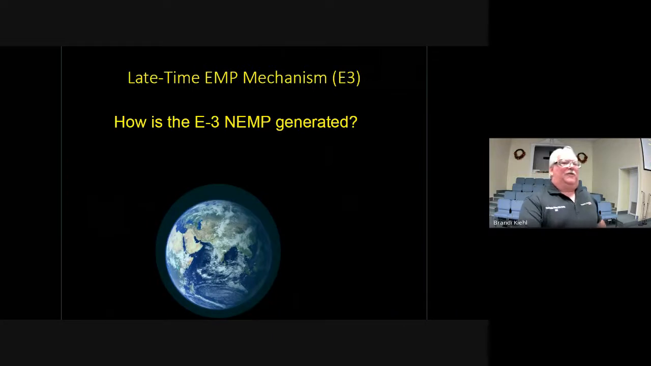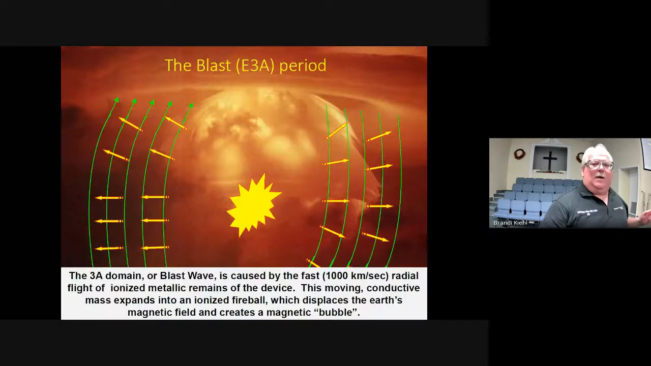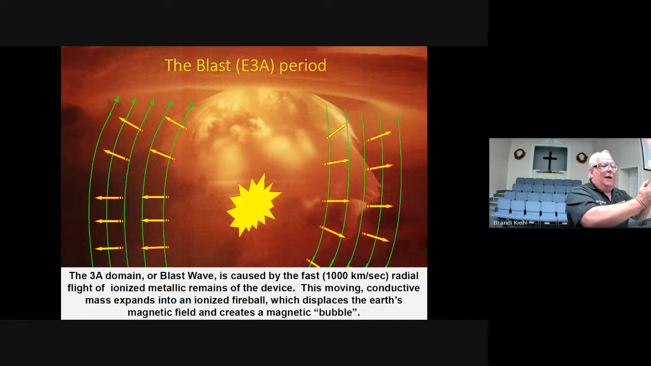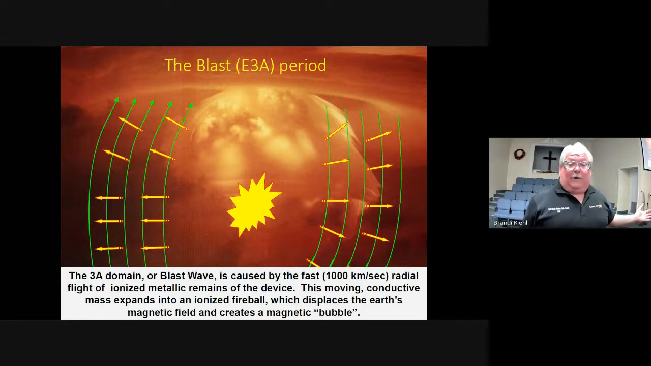So the third thing that happens is the E3 pulse. This is the one that lasts for up to 100 seconds. When a nuclear device goes off above the atmosphere, all of the metal parts of the bomb are turned into plasma because of the huge amount of energy. This plasma, which is ionized matter, expands in a cloud away from the center of the explosion at about 1,000 kilometers per second. That's pretty dang fast. So you have fast conductive material moving through a magnetic field.